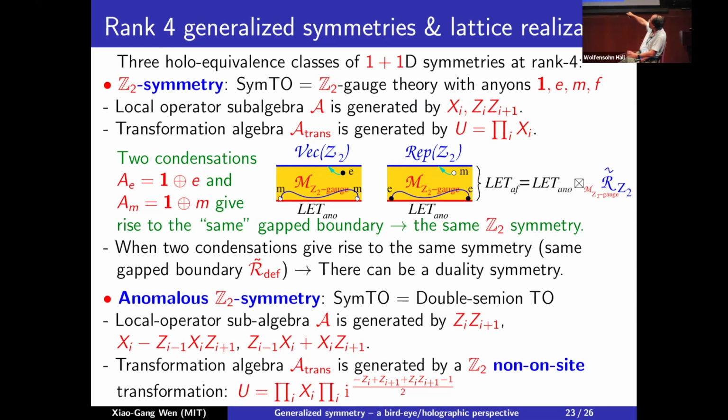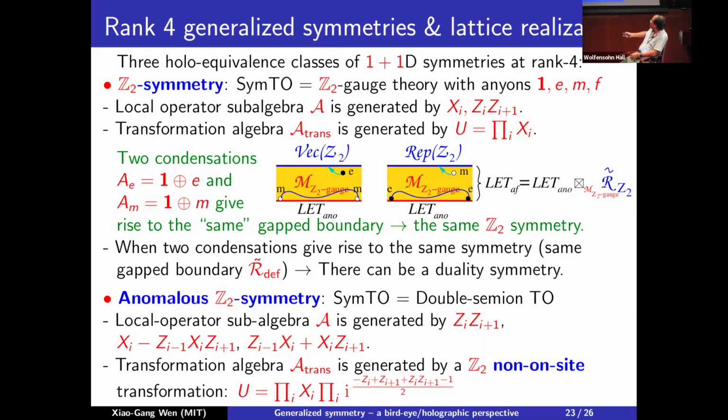Then in this Morita equivalence class, we have two Z2 symmetries. One is a charge E condensation, another is M condensation, giving you two different boundaries. So in principle, you may have two different Z2 symmetries belonging to the same Morita equivalence class. But the funny thing is that these two symmetries happen to be the same, because Vec Z2 and Rep Z2 are the same fusion category. So these two different condensations actually lead to the same Z2 symmetry. So we only have one Z2 symmetry in this class.